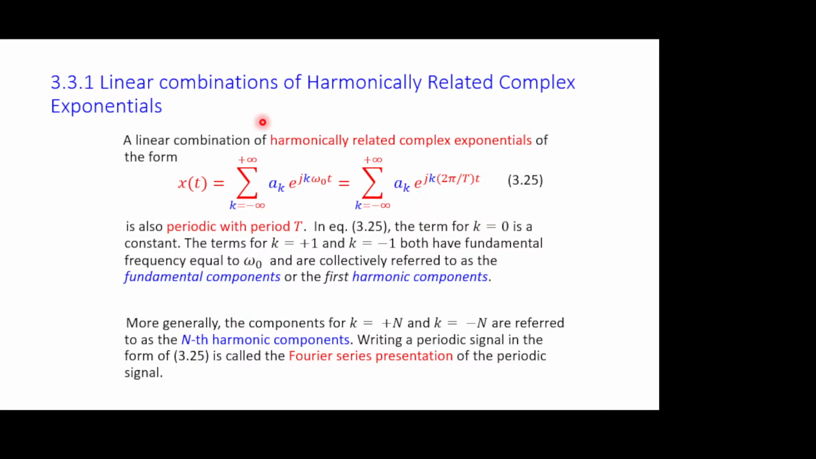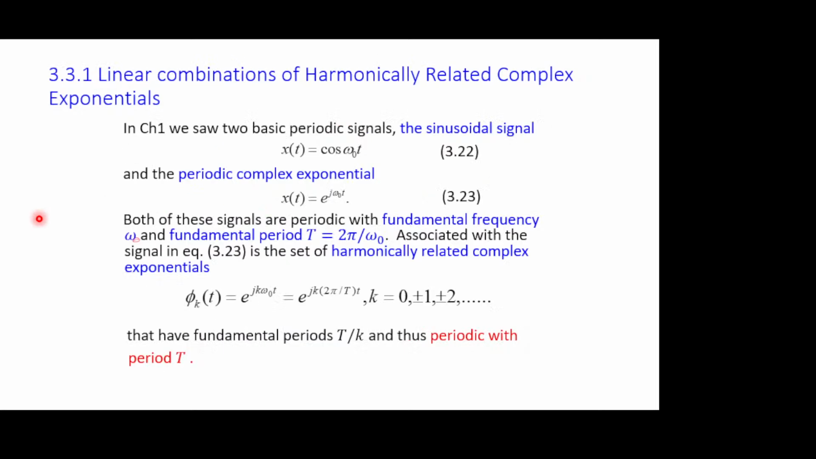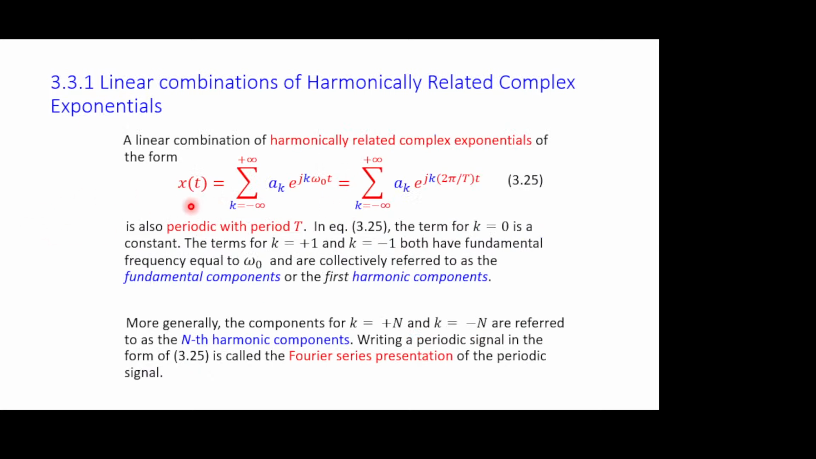For now, we just take a linear combination of those harmonic exponentials. So we have e to the jk omega naught t here, and we sum over different k, from minus infinity to plus infinity. Then we have some linear coefficient a_k here. So we can think about a function in this form: x of t equals the sum over k from minus infinity to plus infinity of a_k times those harmonic complex exponentials, e to the jk omega naught t. You can also write omega naught in terms of big T. Anyway, all of those are periodic with period T.